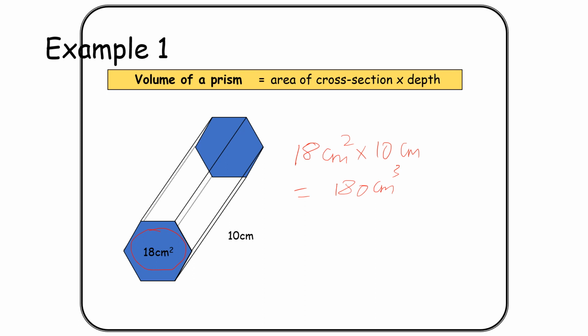Here you can observe the area's unit is centimeter square and the height unit or the depth unit is centimeter. So centimeter square times centimeter gave us centimeter cube. So that's the volume of this prism.